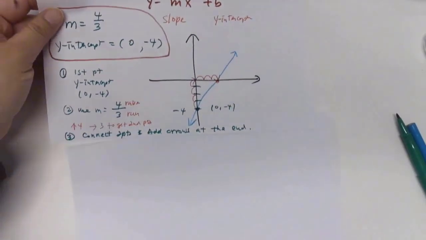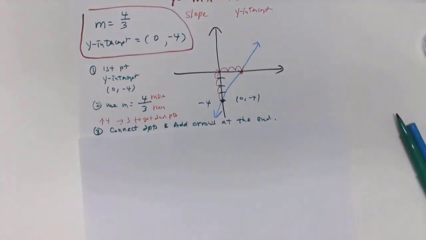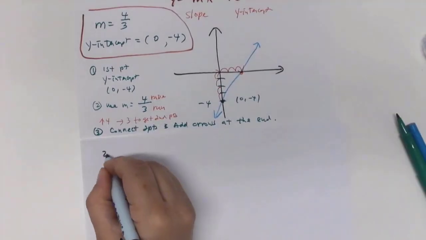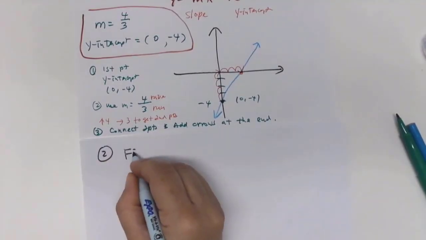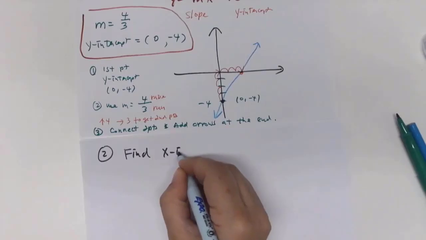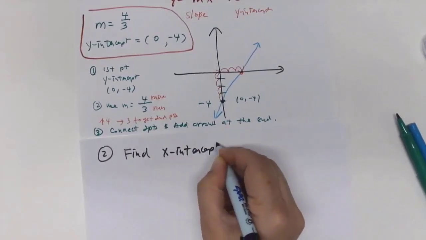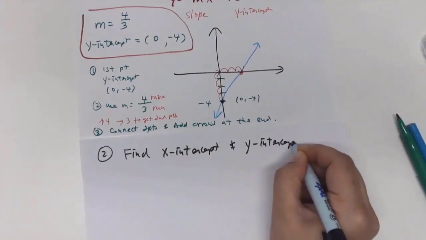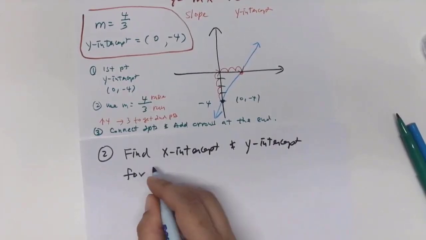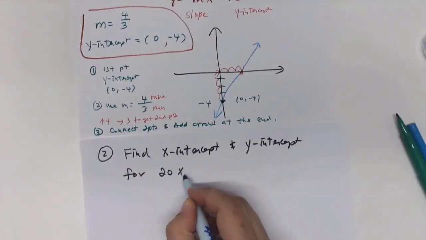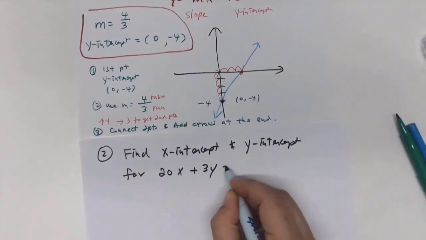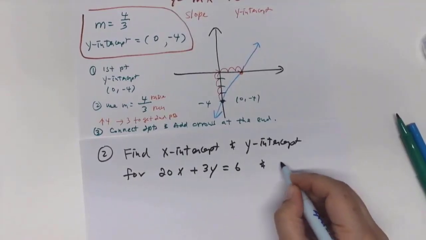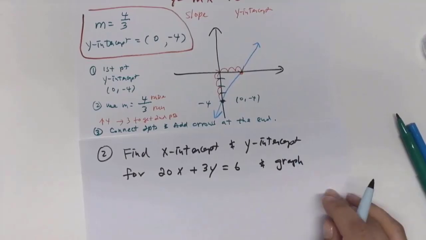Number 2 is kind of connected to these questions, a little bit different. They say find x and y intercepts. For this question, we have 20x plus 3y equal to 6, and then we're going to need to graph it also.